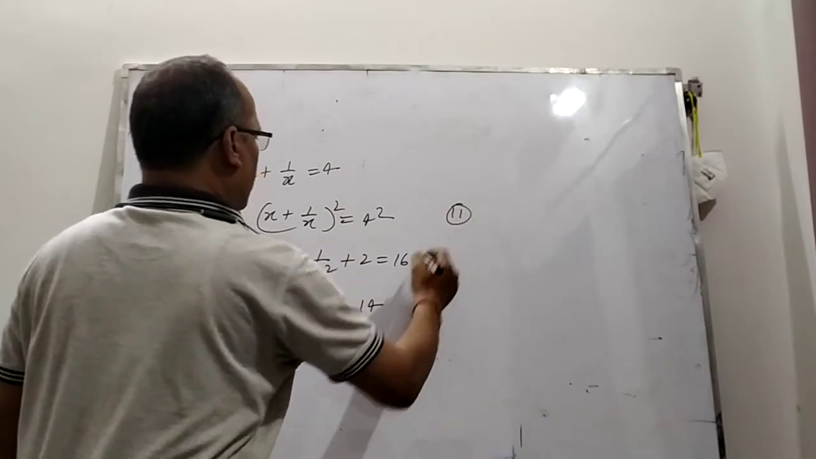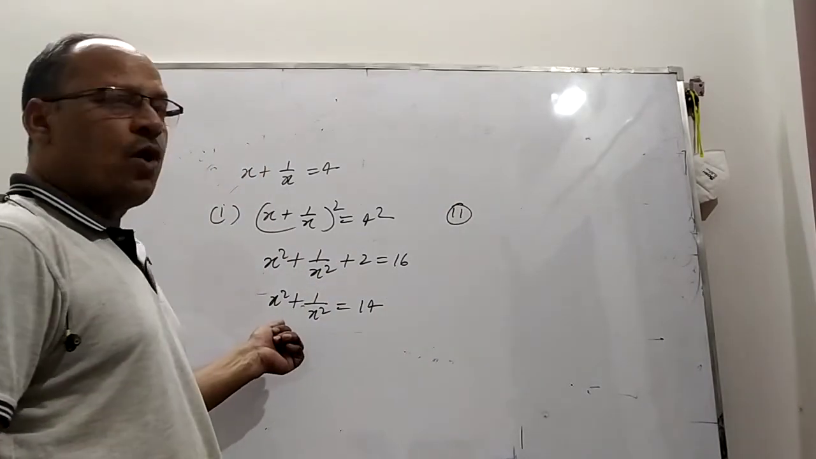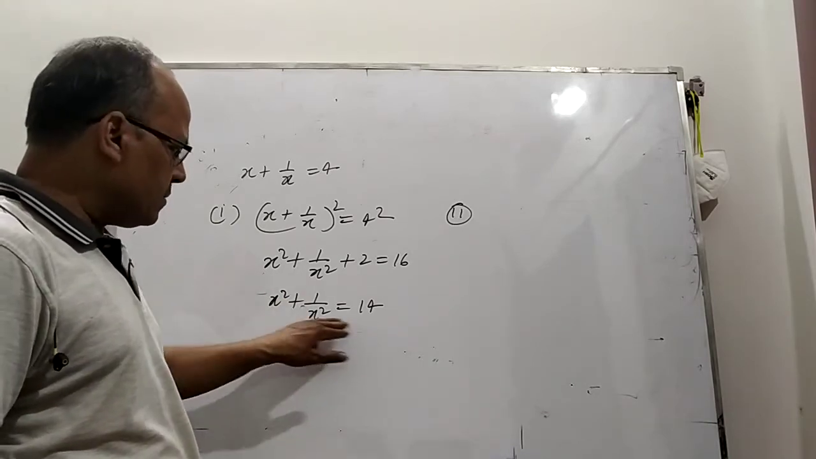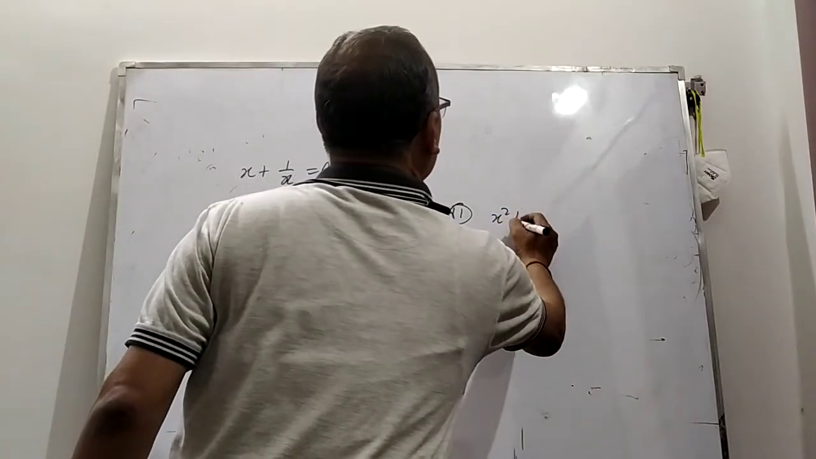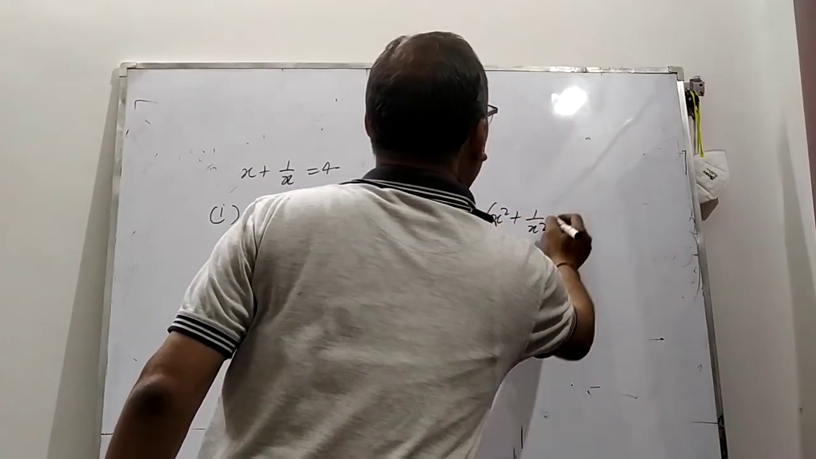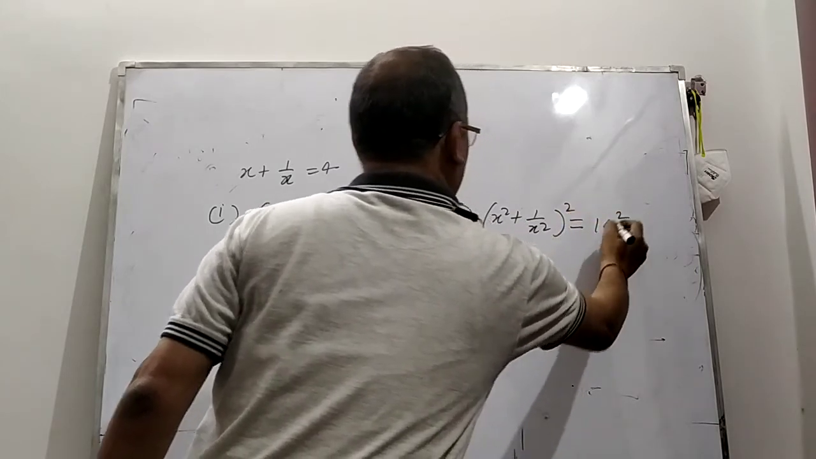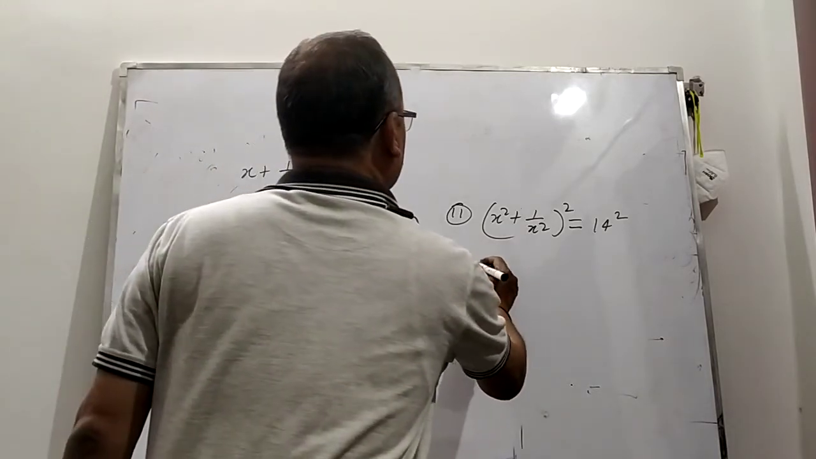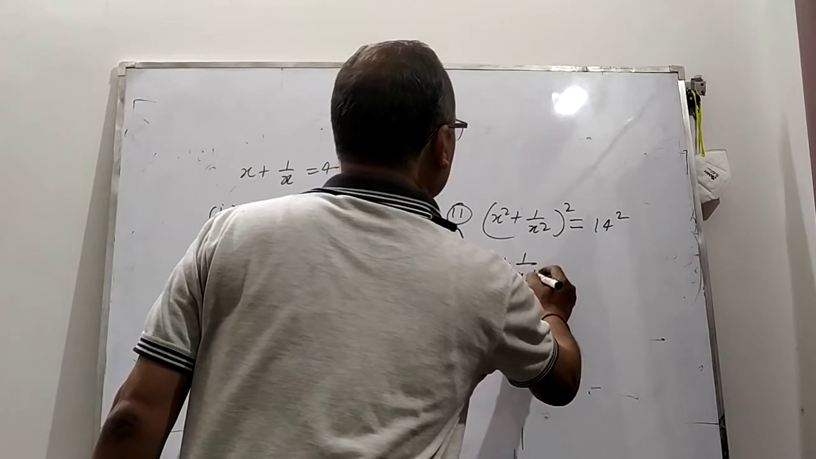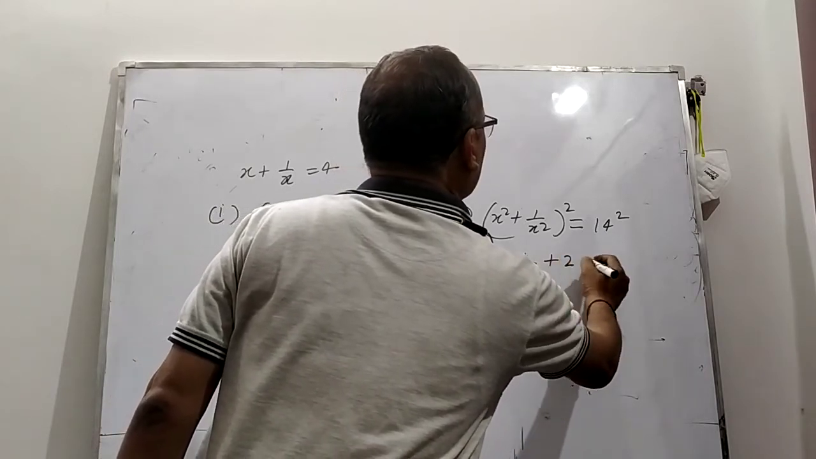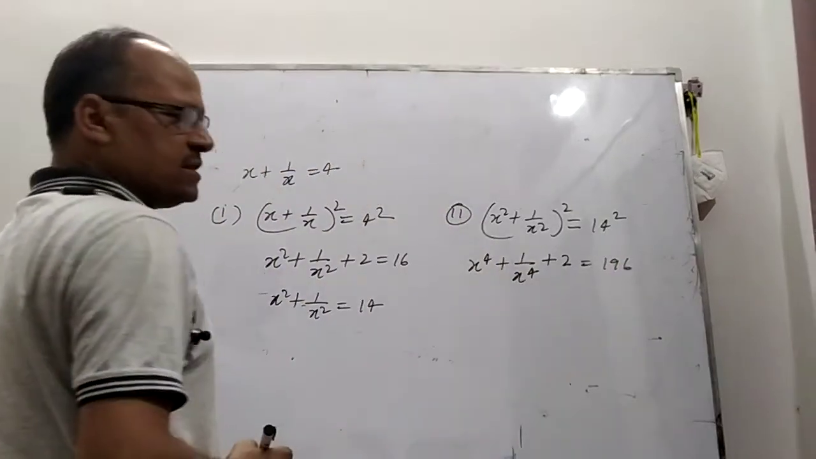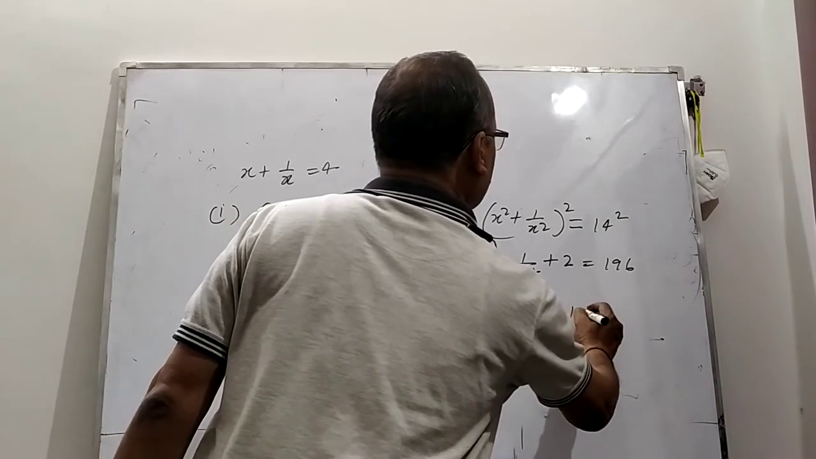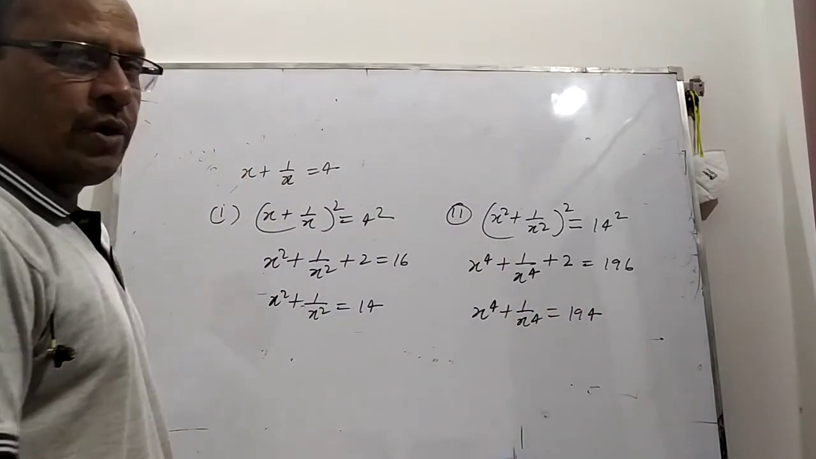Now second part, it is asking x raised to power 4 plus 1 upon x raised to power 4. In that case, you will take the square of this number. (x square plus 1 upon x square) whole square equal to 14 square. Clear? इसका स्क्वायरिंग करेंगे तो x raised to power 4 का टर्म आएगा. x raised to power 4 plus 1 upon x raised to power 4 plus 2 equal to 196. x raised to power 4 plus 1 upon x raised to power 4 equal to 194. Now it is clear.